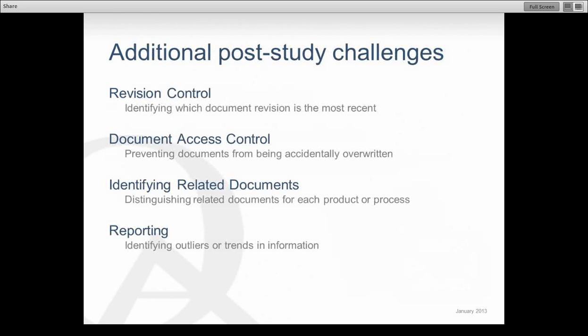There are other post-study challenges as well. Even once we've completed the FMEA, there are challenges, and some of those include, for example, revision control or version control. How do we ensure that the document that we're working on is the most recent? For example, if we want to introduce one change, maybe adding a new control or adding an action to the FMEA, how do we ensure that we're actually using the latest FMEA?